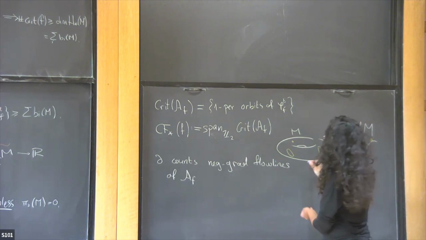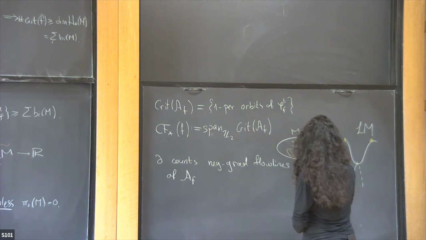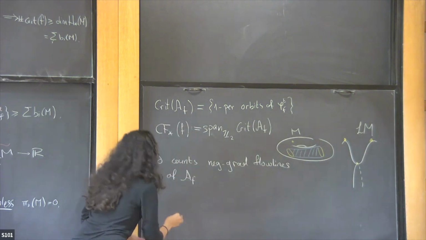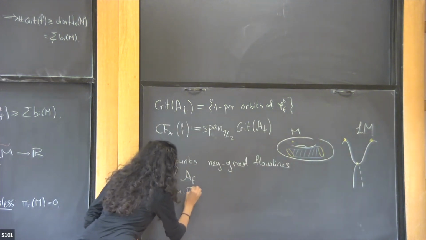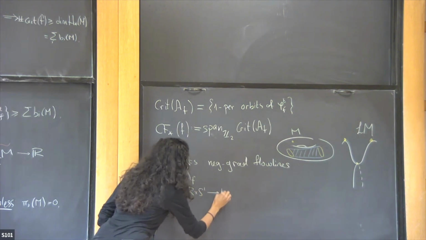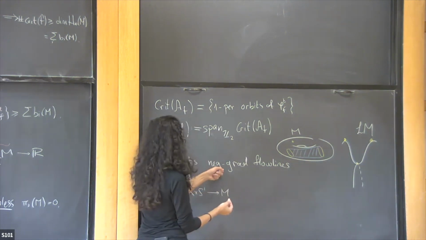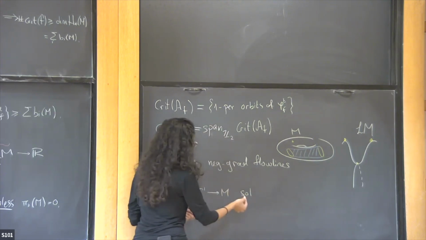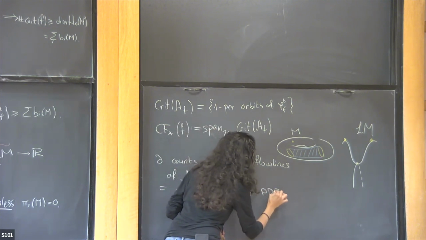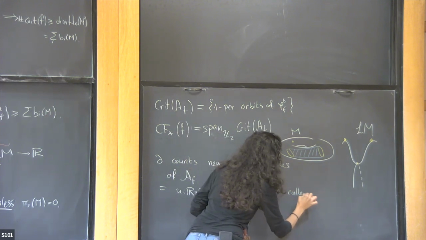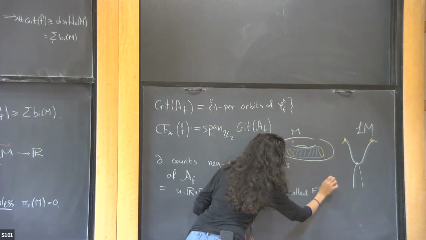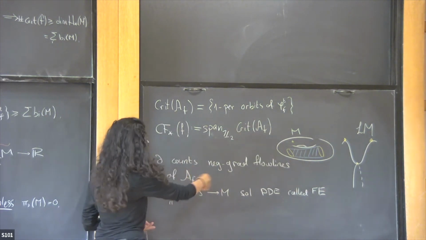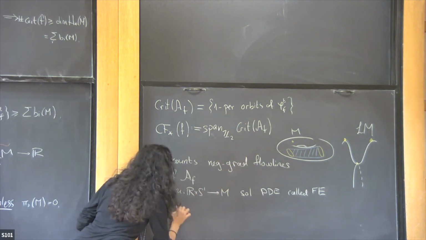And so in the base manifold, they look like cylinders connecting two periodic orbits. So these are actually maps from the cylinder to M. And the fact that they are negative gradient flow lines amounts to them being solutions of a Cauchy-Riemann type partial differential equation called the Floer equation. And I'm going to refer to these negative flow lines as Floer trajectories.